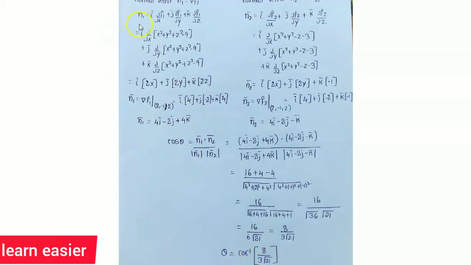Here is n1 bar and here is n2 bar, and we found n1 bar at (2, minus 1, 2) and n2 bar at (2, minus 1, 2). We found cos theta is equal to n1 bar dot n2 bar by mod n1 and mod n2. So theta is equal to cos inverse of 8 by 3 root 21.